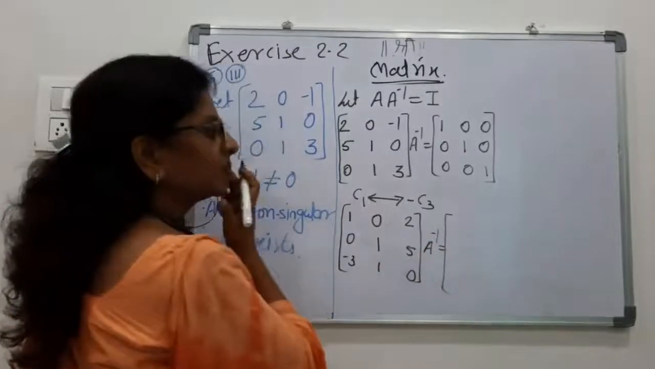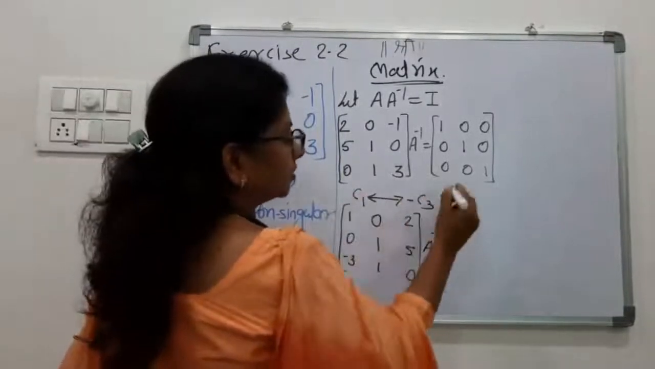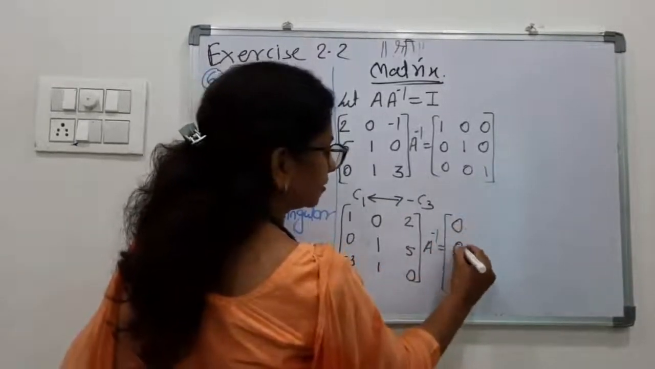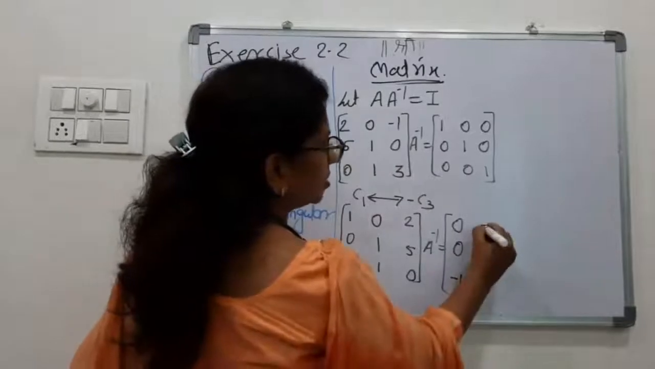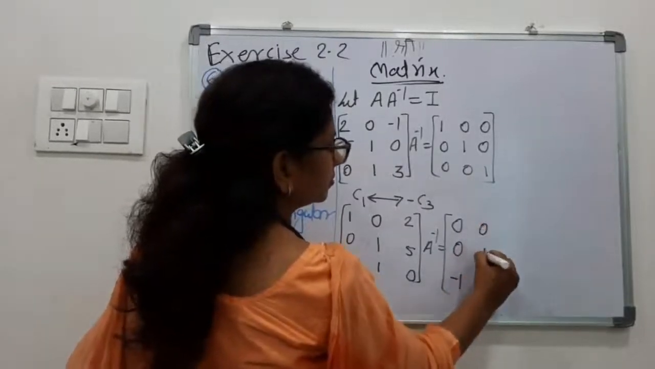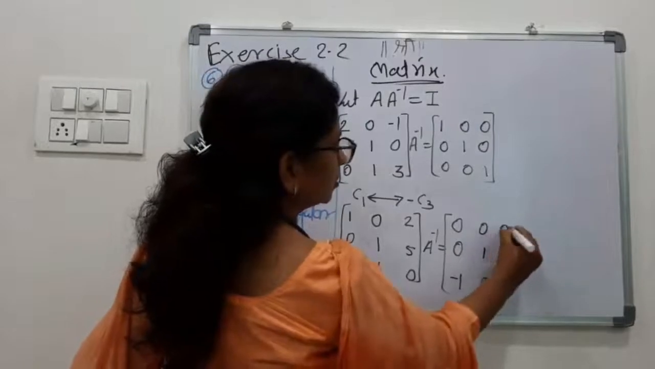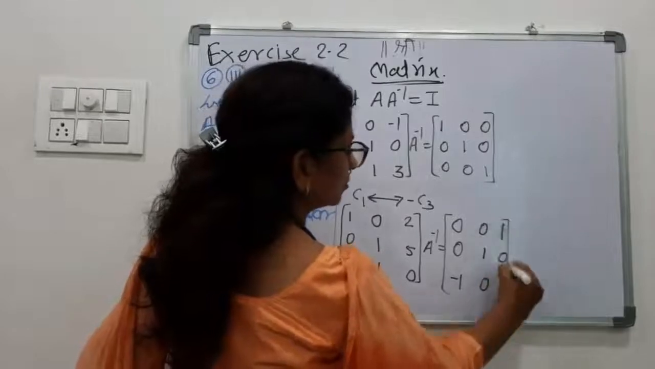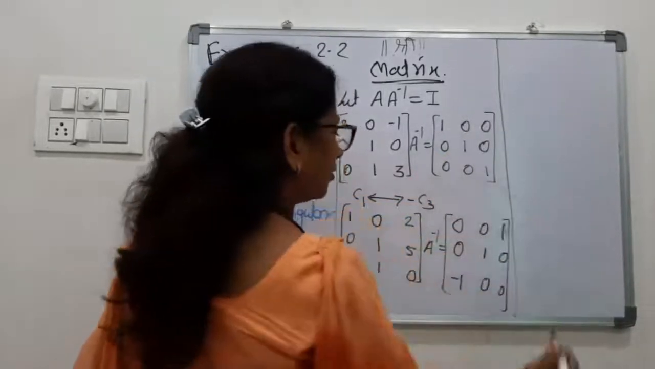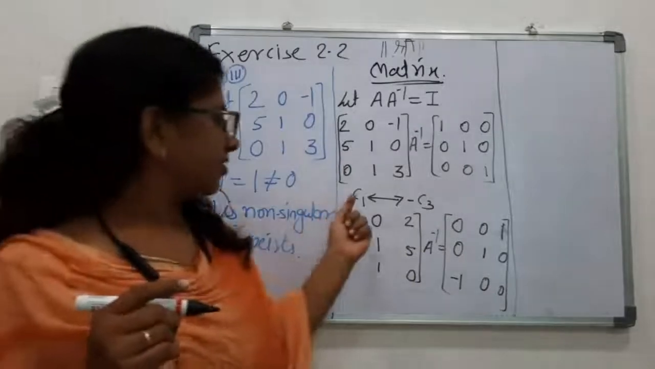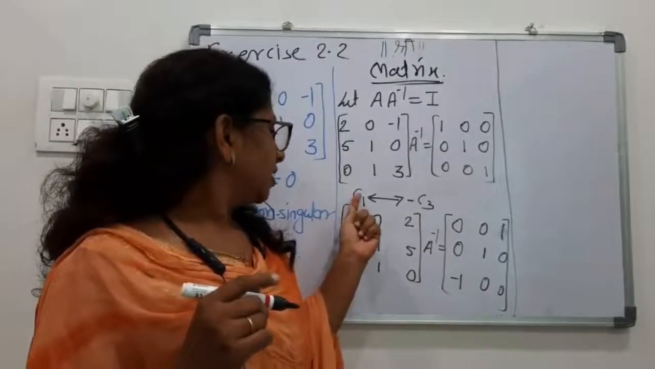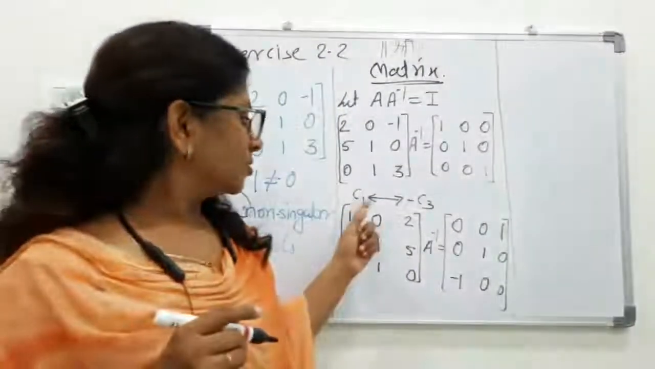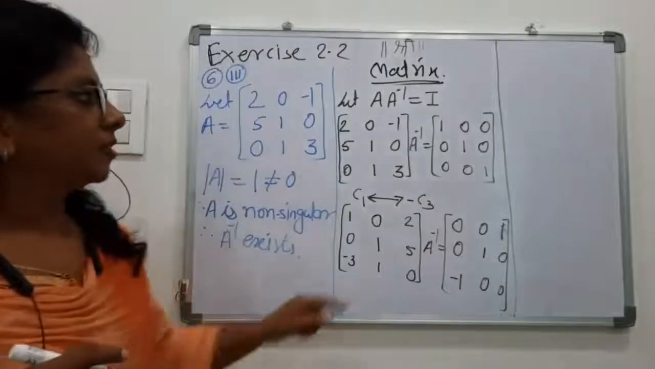Now again here, C1 at the place of C3. So C3 will come here with minus sign. No change on C2. So 0. Then here C1: 1, 0, 0. Okay, understood what we have done here? We have just interchanged C1 to minus C3 and C3 to plus C1. So these are the matrices now after that transformation.